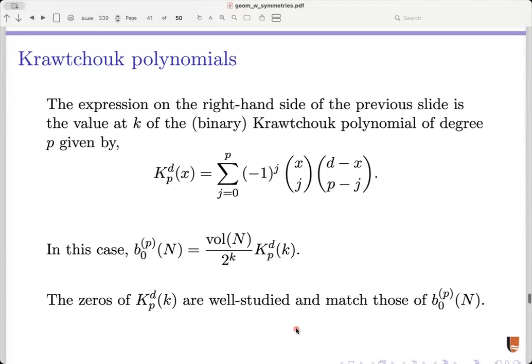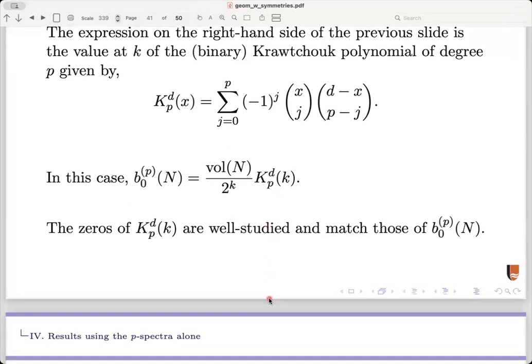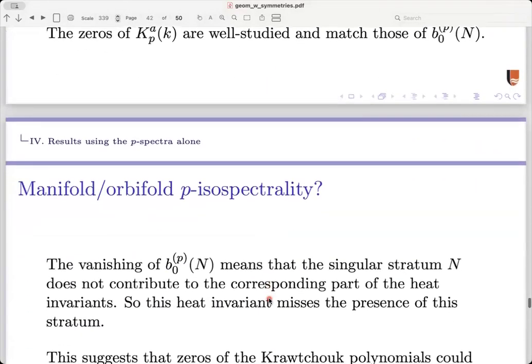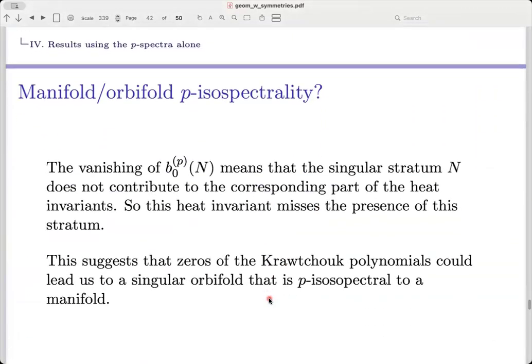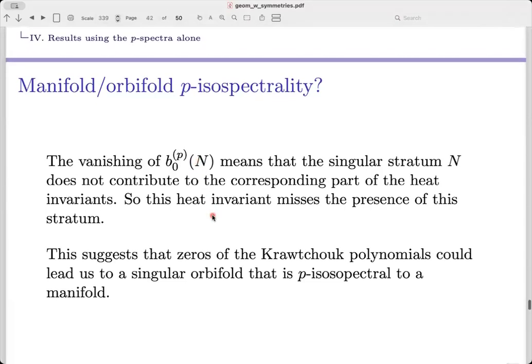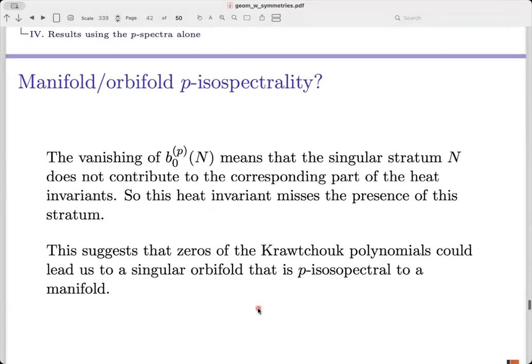Super nice. Especially interesting is that the zeros of this Krawtchouk polynomial match up exactly with the zeros of this particular heat invariant. This is intriguing. So the vanishing of these particular heat invariants corresponding to our singular stratum means that the singular stratum does not contribute to the corresponding part of the heat invariants. In a way, the heat invariants are missing the presence of this stratum in this place.